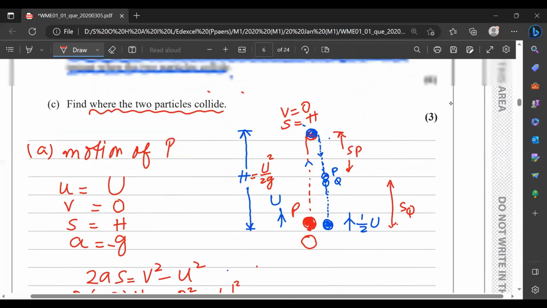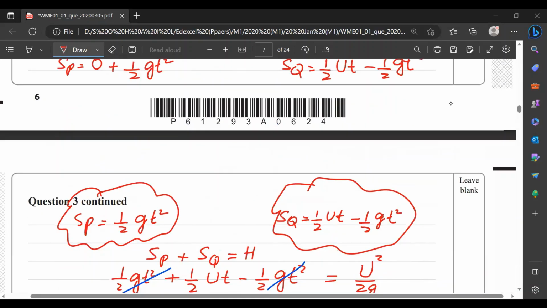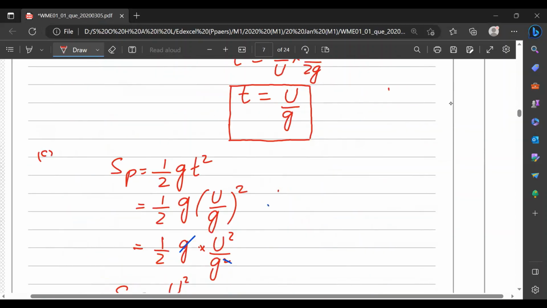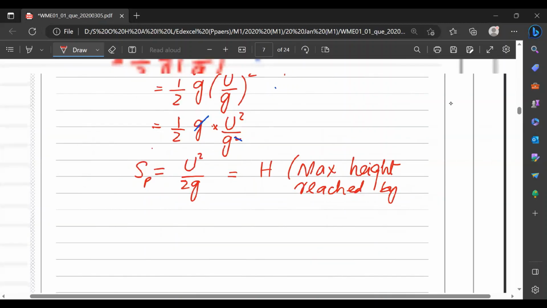So it means that the particle which is coming down is now at point O. Initially we were not sure about the position of P or the position of Q. After calculation we got to know that the distance traveled by P in the downward direction is again U square over 2G, which is the maximum height reached by P.